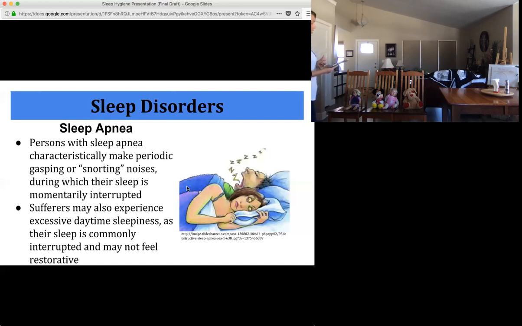If you are diagnosed with sleep apnea, a lot of times they will have you sleep with a CPAP machine, which is a machine that goes over your nose and your mouth while you're sleeping to help administer oxygen to you. And a lot of people who have this find that it has significantly increased their quality of sleep over time.